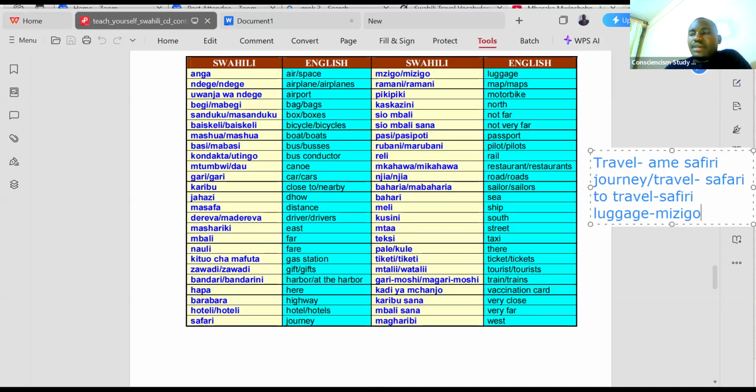So you'll find somebody, maybe a tout, telling you, mizigo tuweke wapi? Where do we put your luggage? Or somebody will ask you, una mizigo? If they ask you una mizigo, they're basically asking you whether you have luggage. So una mizigo means do you have luggage? So luggage is mizigo.